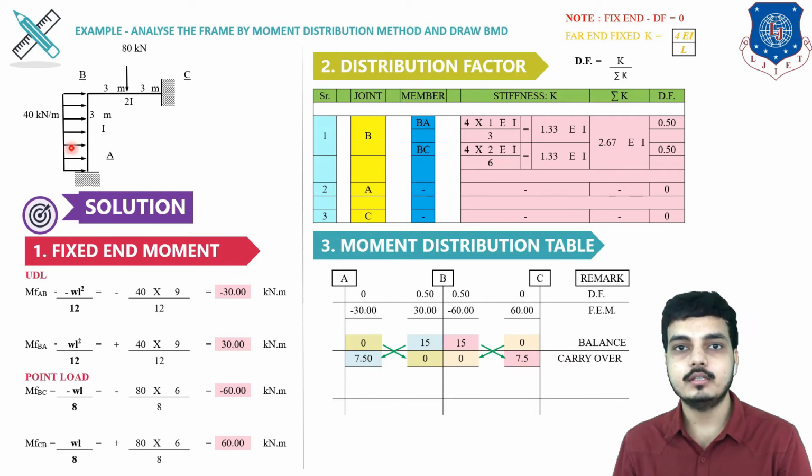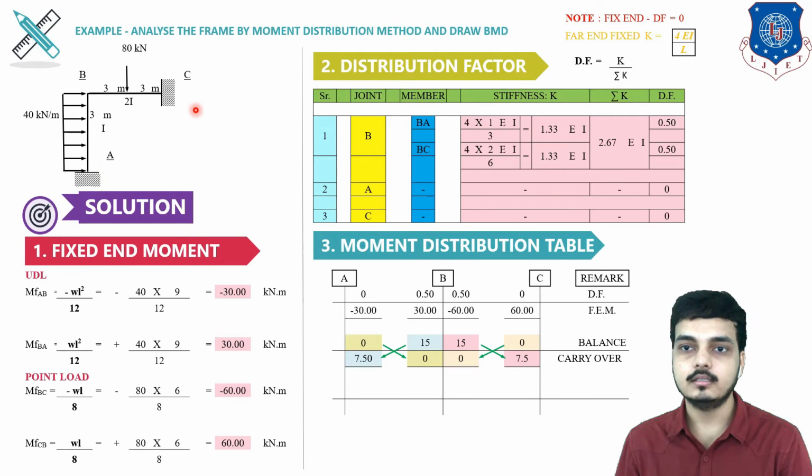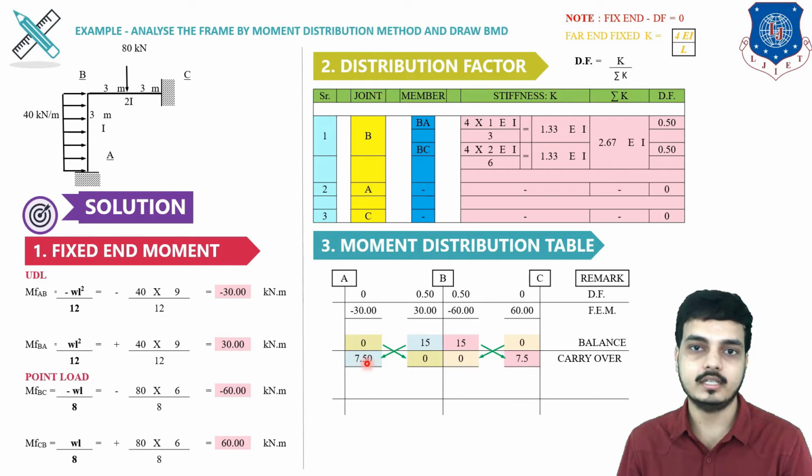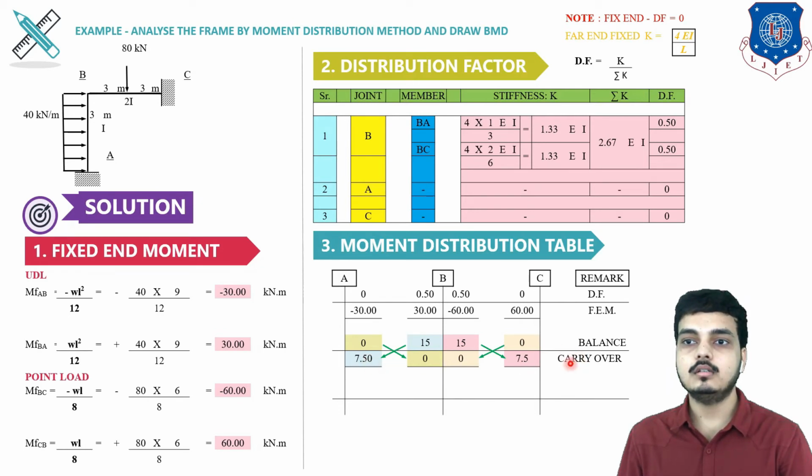Now I would like to mention that if there were a hinge support, there would be no transfer of moment. We'll see in further sums that if the far end is a hinge, then we will not transfer the moment. But here our far end is fixed, so we are transferring our moment. Now ahead, let's see what to do.